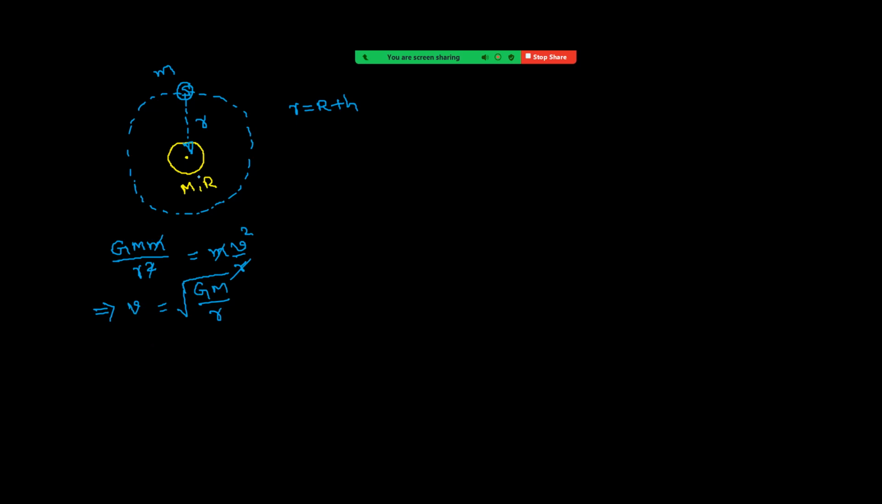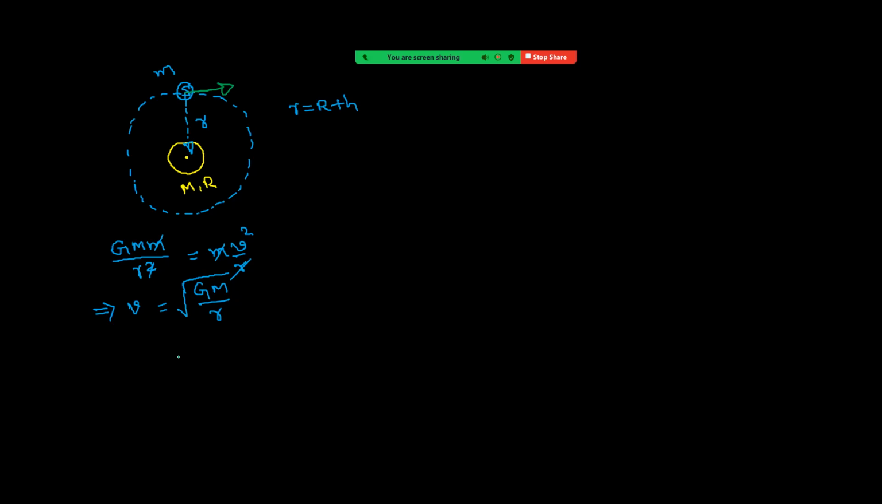And you can see this velocity is always tangential to the path. That means this velocity is always normal to the line joining the center of the planet and the satellite at any instant. And one more thing from this: this velocity depends on the mass of the planet and the radius of the orbit. It does not depend on the mass of the satellite.